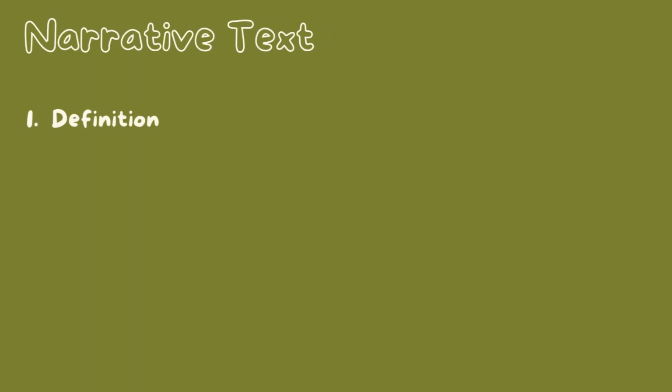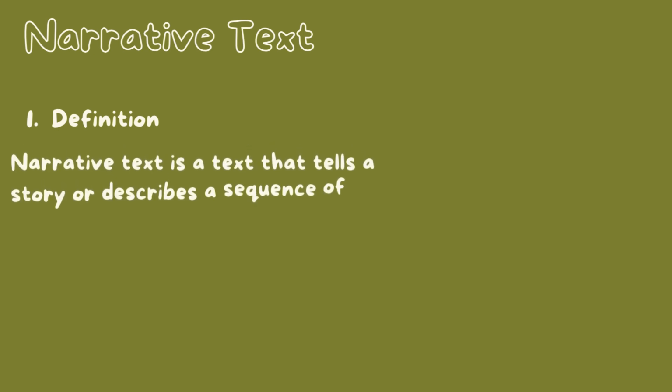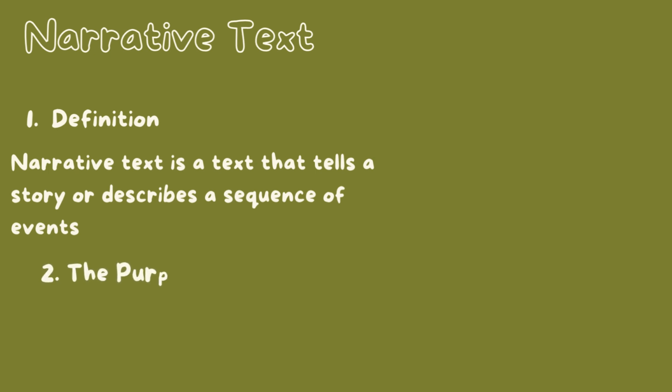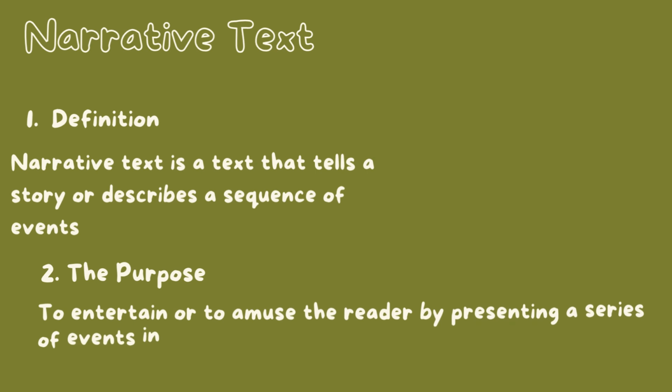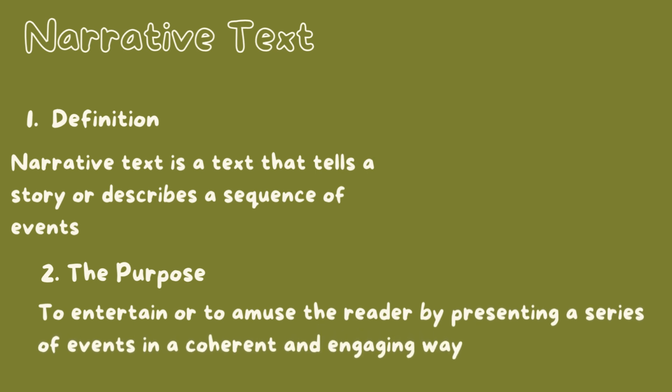Definition of narrative text. Narrative text is a text that tells a story or describes a sequence of events. And then the purpose of narrative text, or the social function, is to entertain or to amuse the reader by presenting a series of events in a coherent and engaging way.